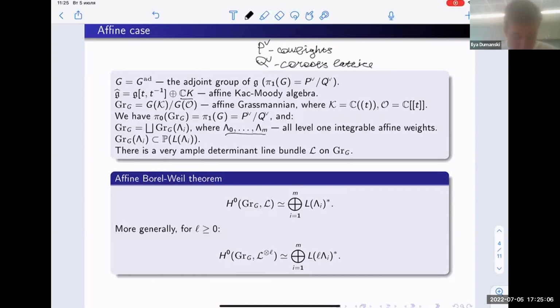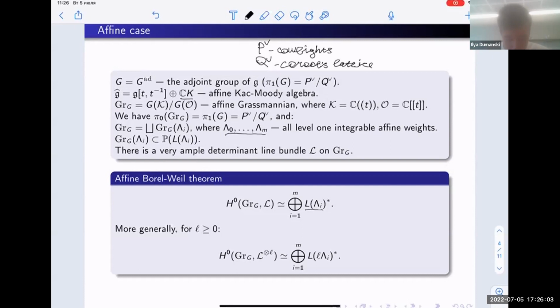There is a very ample determinant line bundle lambda on the affine Grassmannian. And there is a straight analog of the Borel-Weil theorem. First, let us claim that the space of sections of the determinant line bundle on the affine Grassmannian is the direct sum of all dualized L(λi)'s, where those are all the irreducible integrable representations of the affine Kac-Moody Lie algebra of level one. Here dualized means continuous duals.